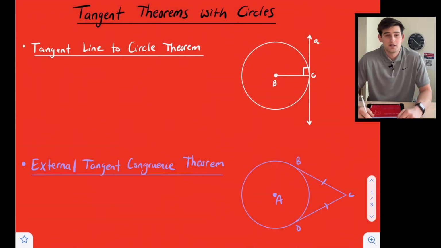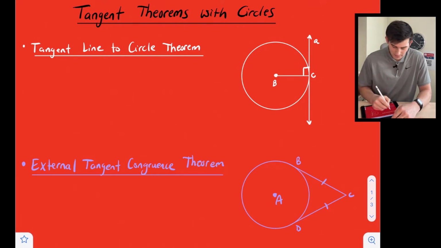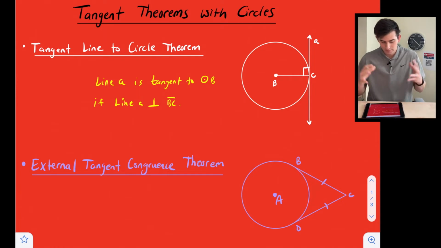Hello everyone, in this video we're going to talk about two tangent theorems with circles. The first one we see is called the tangent line to circle theorem. The big idea here is we see this right angle box. So if we have line A here, it is tangent to circle B if line A is perpendicular to the radius, which in this case would be BC. So that's our tangent line to circle theorem.